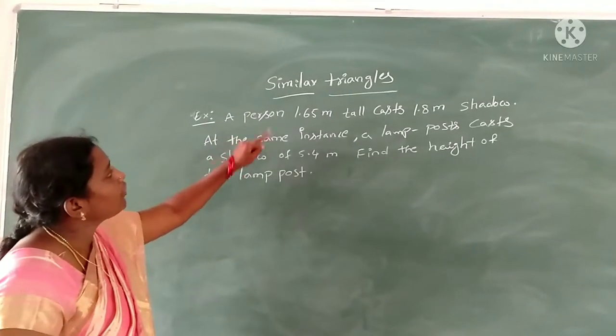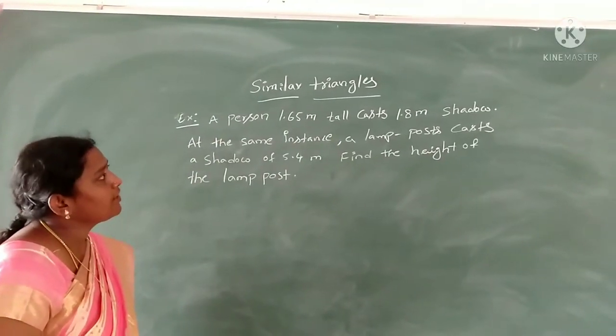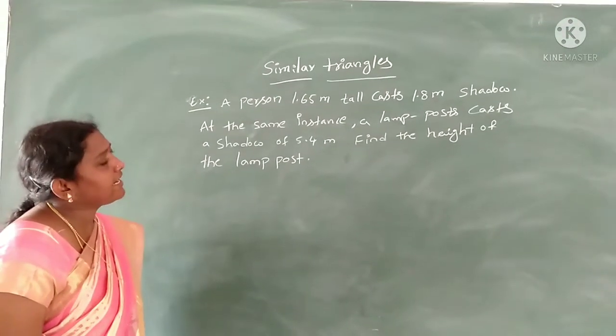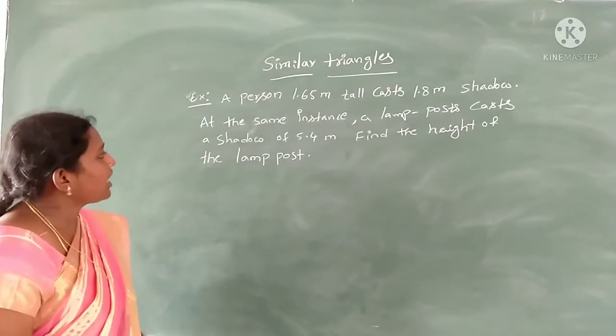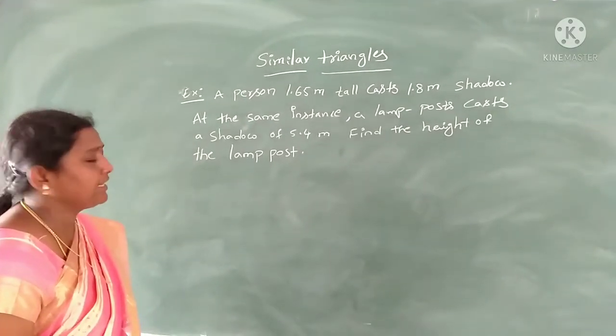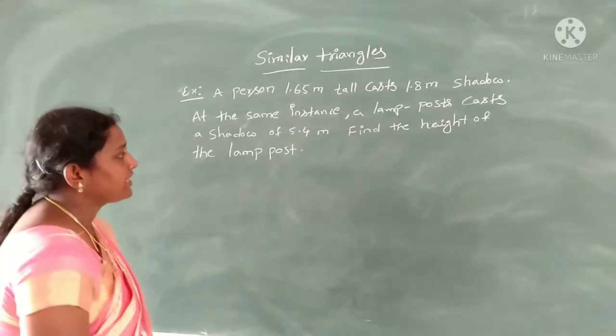A person 1.6 meters tall has a 1.8 meters shadow. At the same instant, a lamp post casts a shadow of 5.4 meters. Find the height of the lamp post. First, we draw the figure.